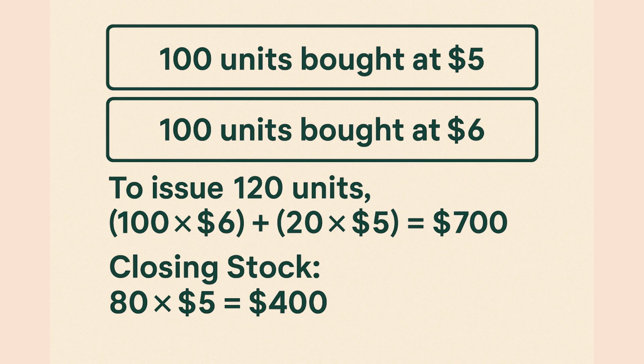Under LIFO, last in, first out, the most recent materials purchased are issued first. The remaining stock represents older prices. Example, using the same data, 100 units at $5, 100 units at $6. If 120 units are issued, 100 from the $6 batch and 20 from the $5 batch, closing stock would be $400. Pros: current cost matches current revenue. Cons: stock values may become outdated.